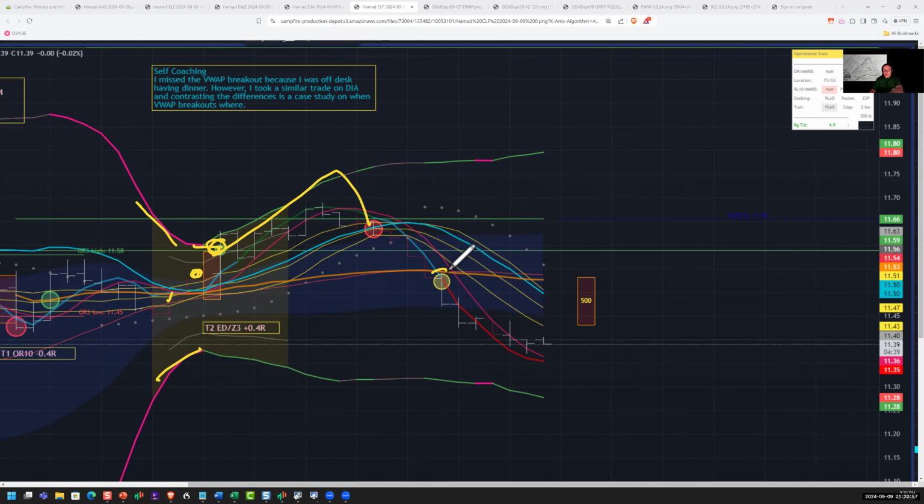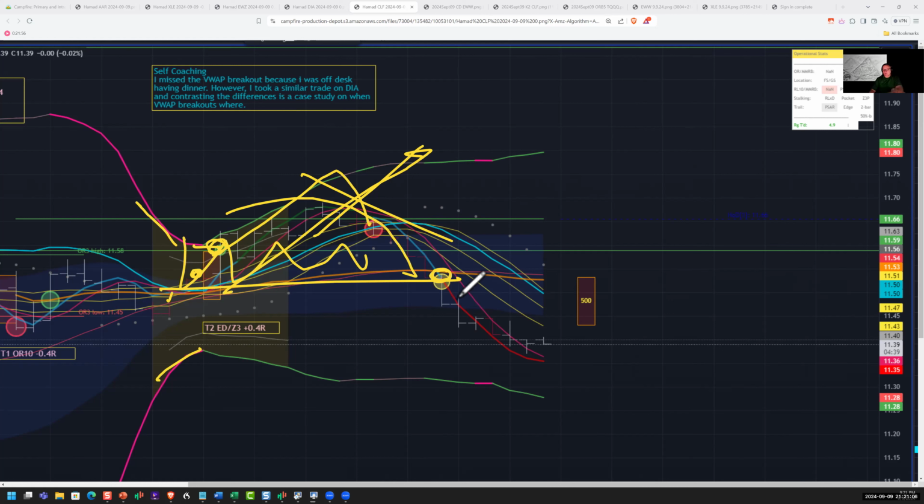I think that's a good short. You got this sideways. It had no follow through whatsoever. And now it's crossing late in the day below the VWAP. You could take a shot at that one. There wasn't much room in it today.